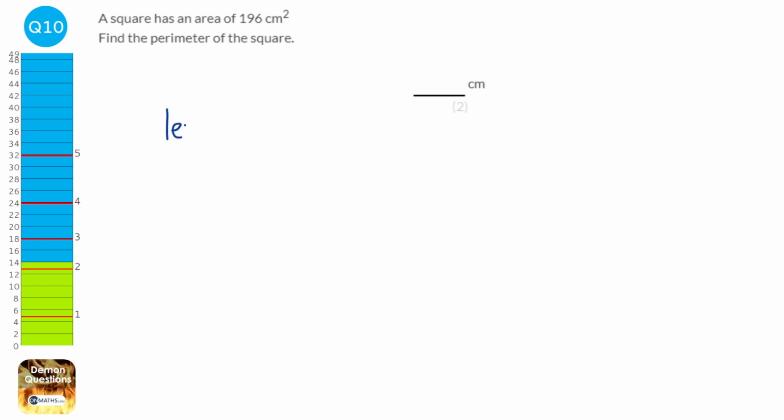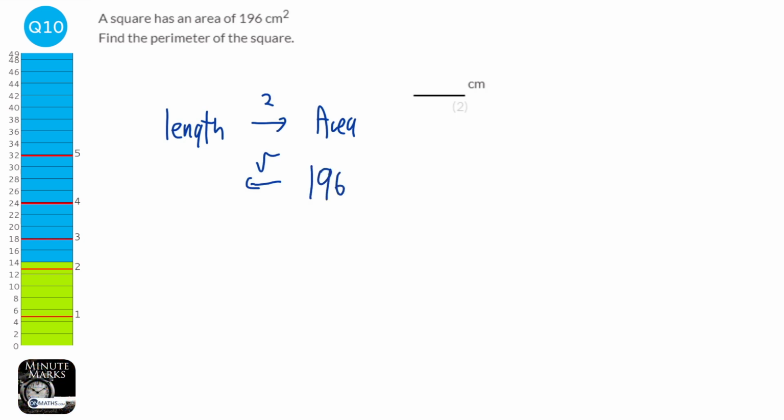To get from the length of a square to the area, we square the length. To work backwards, what we do is we square root, because the inverse of square is square root. So we've got 196, and we're going to square root it to find the length. So we work out the square root of 196, which is what number times itself is 196. And you should learn them from 1 to 15, so you should know all of the square numbers from 1 to 15. So you should know that the answer is 14. So the length therefore is 14.